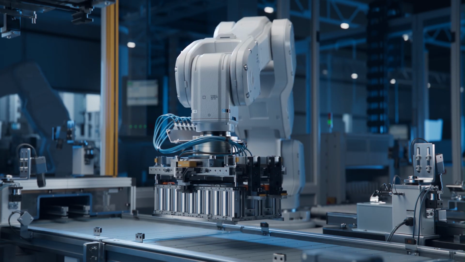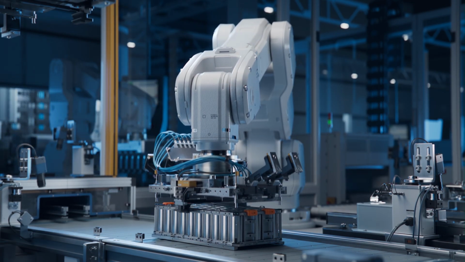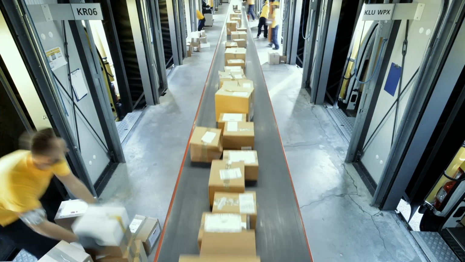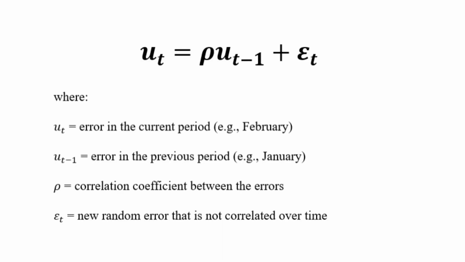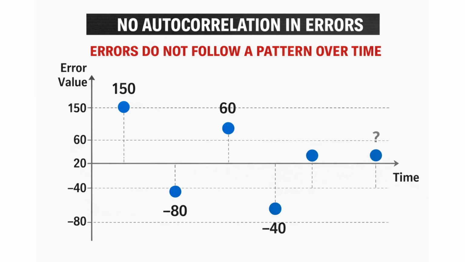Suppose there was a machine problem in January that reduced production. If it is not fixed immediately, February will also be affected. That means the error from January carries into February. So the errors become correlated over time. The key idea is that the errors should not follow any pattern over time. For example, if errors were 150, minus 80, 60, minus 40, 20, and so on, then we can say there is no autocorrelation because we do not see any pattern here.